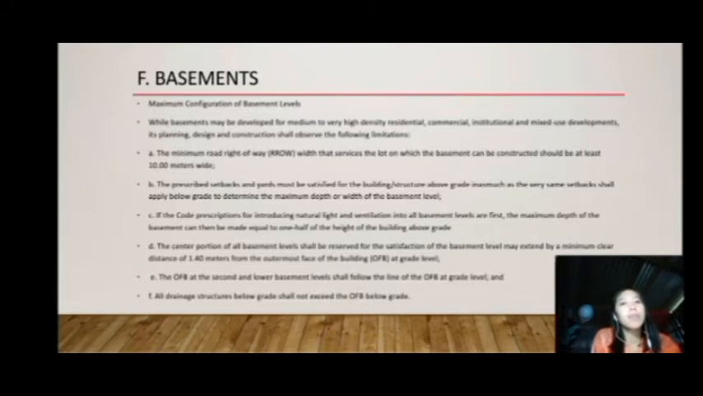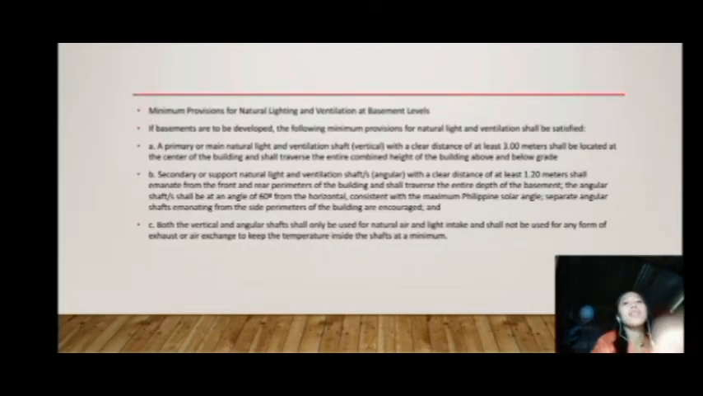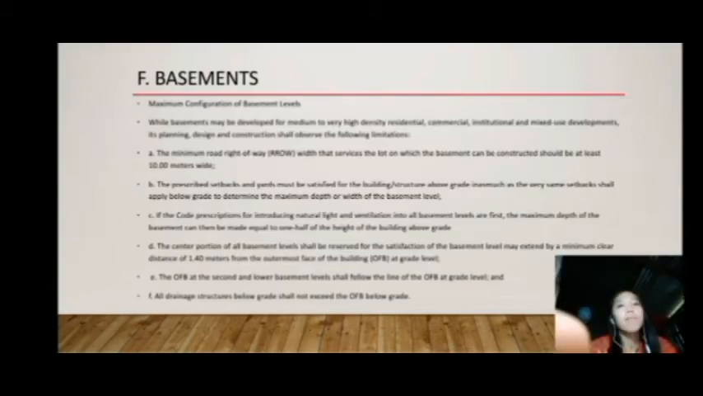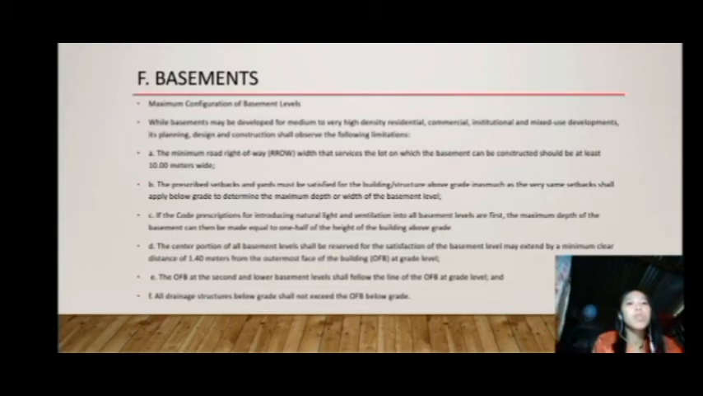B. The prescribed setbacks and yards must be identified for the building or structure above grade inasmuch as the very same setbacks shall apply below grade to determine the maximum depth or width of the basement level. Next is C. If the code prescriptions for introducing natural light and ventilation into basement levels are first satisfied, the maximum depth of basement can be made equal to one half of the height of the building above grade.